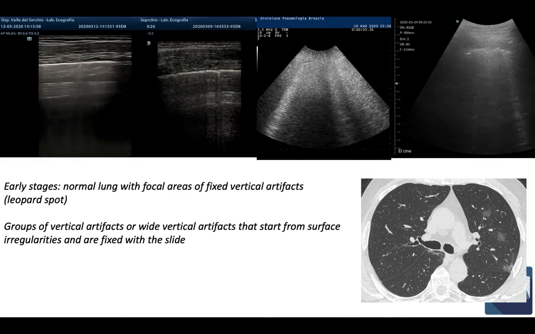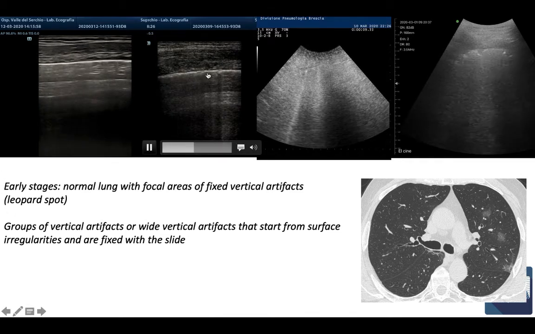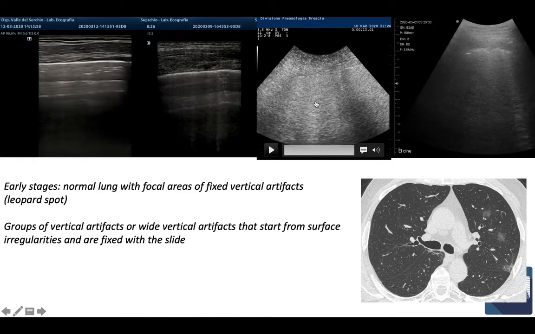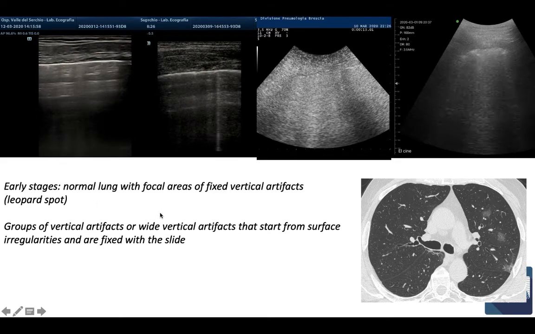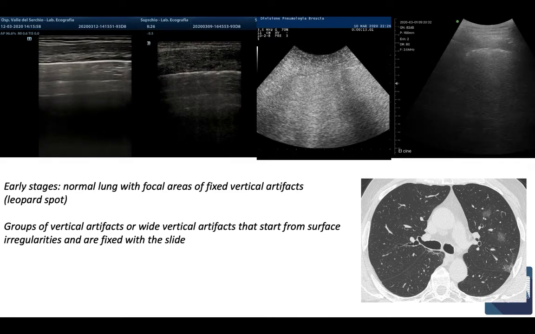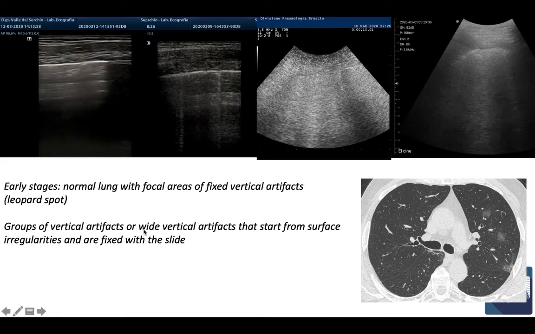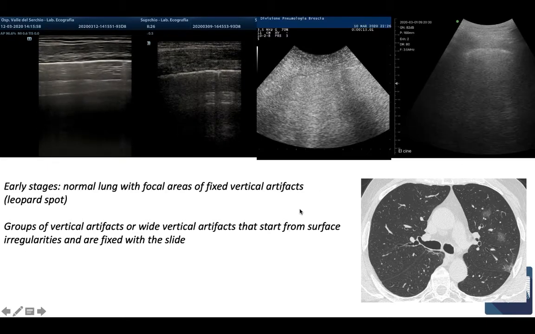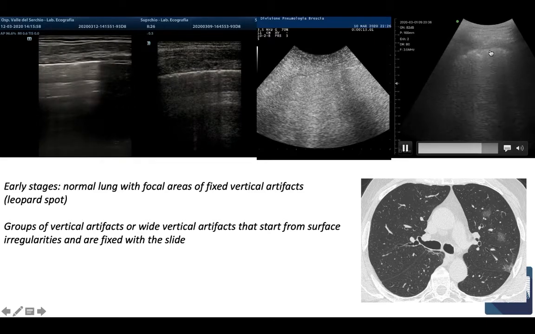These are the early stages. We can see a normal lung with focal areas of fixed vertical artifacts that can be separately seen, and they present as a leopard spot, patchy in the lung field. Groups of vertical artifacts or wide vertical artifacts that start from surface irregularities, and are fixed with a slide.